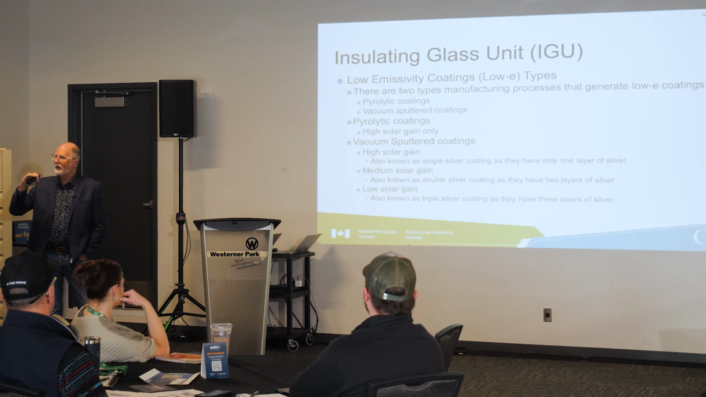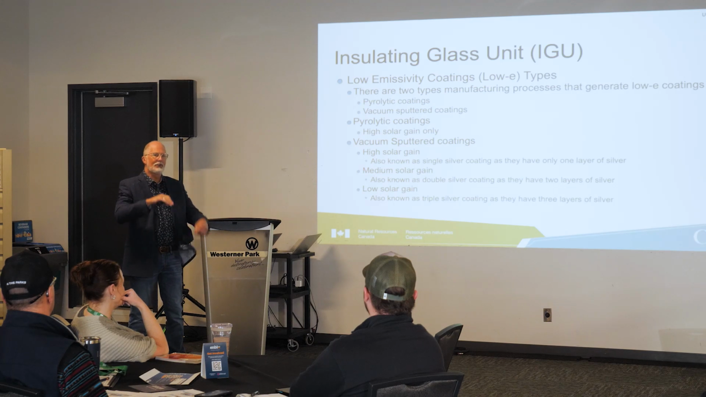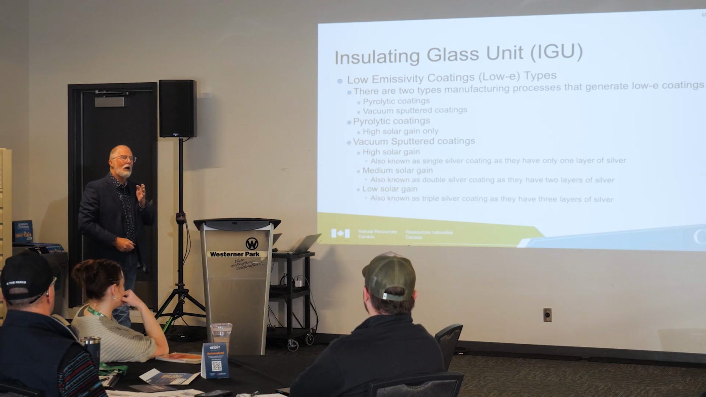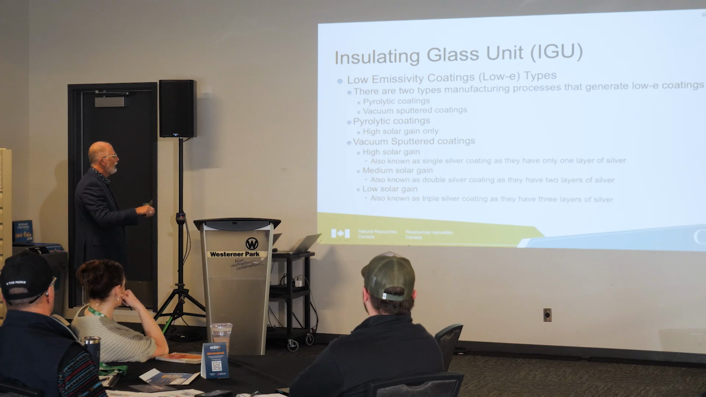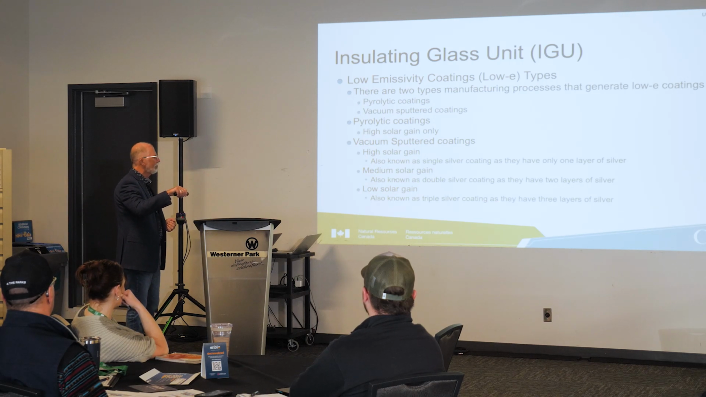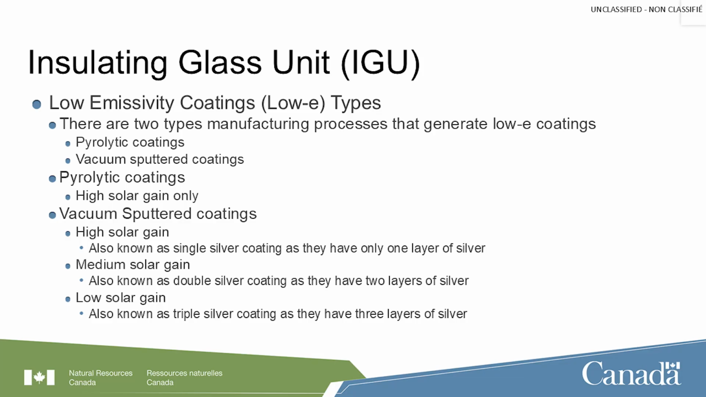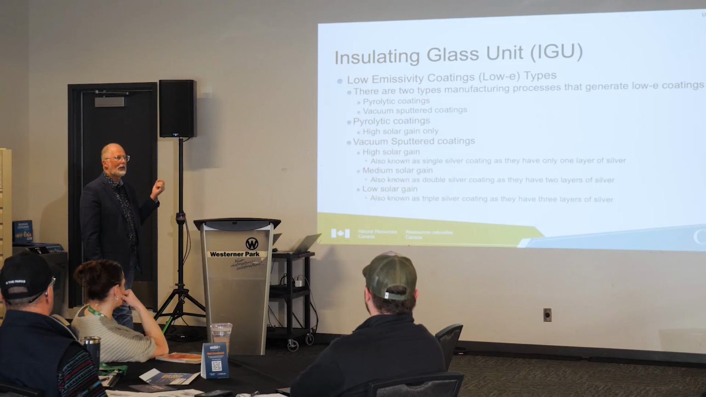But with vacuum sputtered, depending on how many times you pass that through, you can get single coat, double coat, or triple coat. So that is what dictates how much heat goes through that glass in terms of solar heat gain. So when you get into a triple coat of silver coating, 3 layers, you get a very low solar heat gain. So you're seeing windows down at 0.2, 0.25 solar heat gain. So you're almost getting no heat from the sun coming through them because of that.